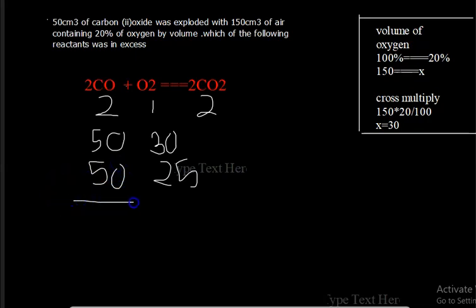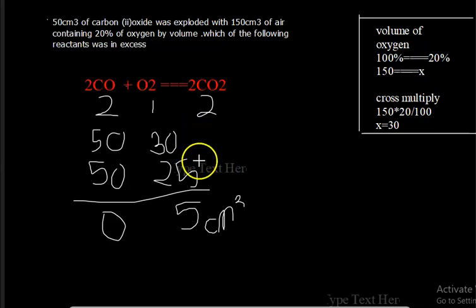So at this point we can subtract. Here will be 0 and here will be 5 cm³. So the answer should be C. Yes, the answer is C, because oxygen is in excess. Only 25 cm³ of the 30 cm³ was needed, leaving us with 5 cm³. So we can come to the conclusion that oxygen was in excess in this reaction.